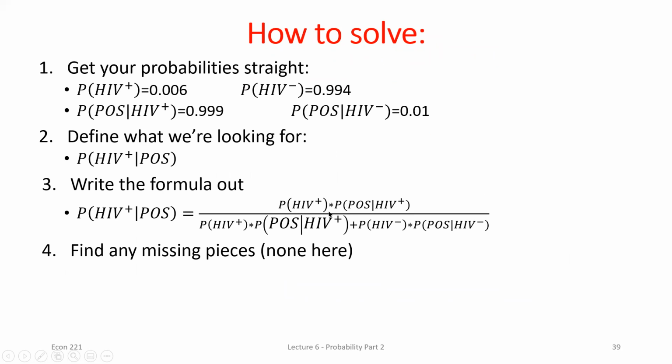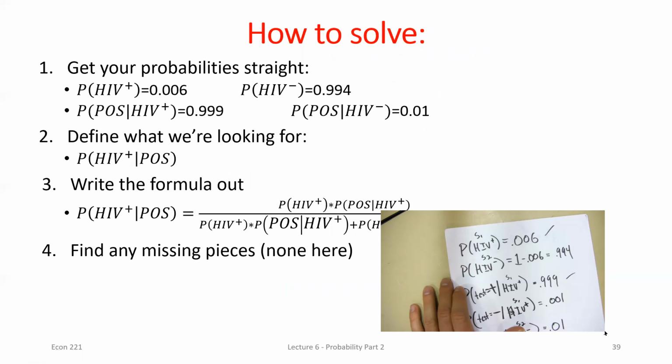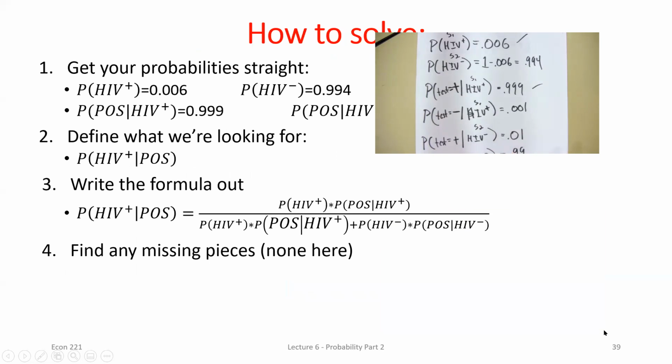Okay. So now it's really just a matter of plugging things in. When I wrote down everything that we had initially, we had the probability someone is HIV positive, 0.006. So everywhere I see this probability of HIV positive, I can plug a 0.006 in there. Probability someone's HIV negative, we had that was 0.994, so I plug that value in. Given that someone's HIV positive, what's the probability they get a positive test result? Well, that was right here. So 0.999, plug that in for those two.